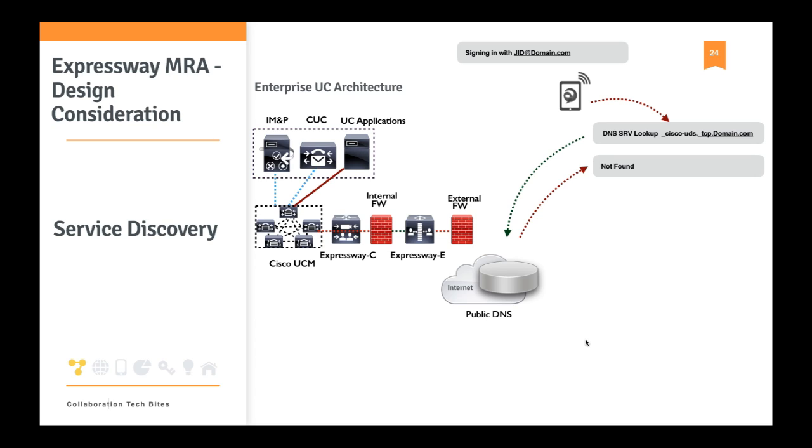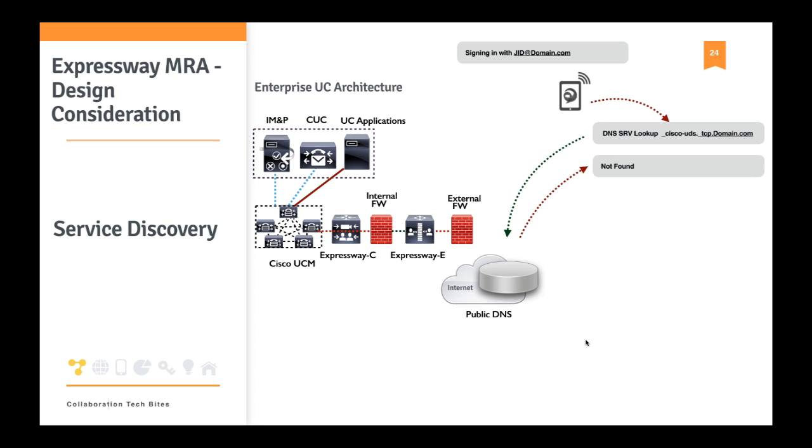So you are starting your Cisco Jabber, you are online, say on a Wi-Fi at home. When you start your Cisco Jabber, you sign in with your Jabber ID, the username that was already given to you when you were within the local environment, within the enterprise, like GRD at domain.com. What happens is Cisco Jabber will try to look for the DNS SRV _cisco-uds._tcp.domain.com, the same domain you specified when you signed in.